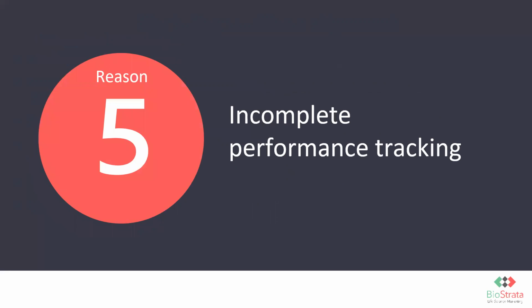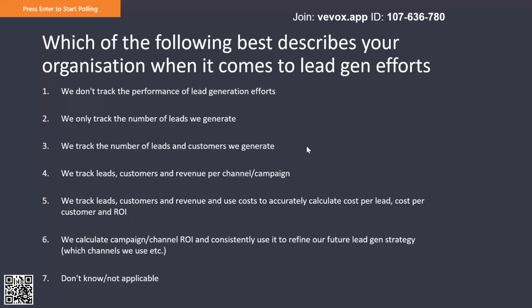So last reason, nearly finished now. Reason number 5 is incomplete performance tracking. So another poll. Let's get our phones. I'll open the poll. Which of the following best describes your organization when it comes to lead gen?